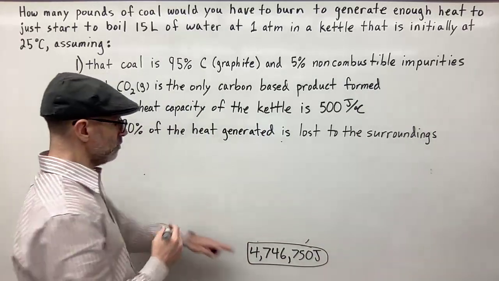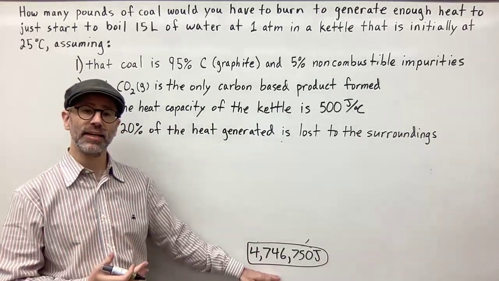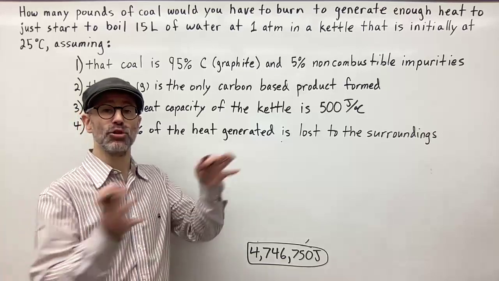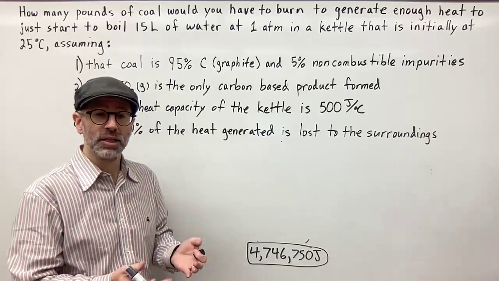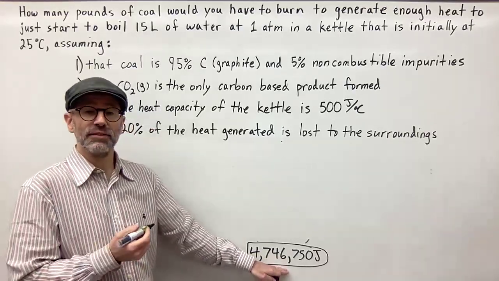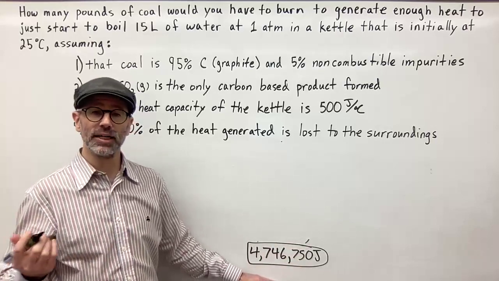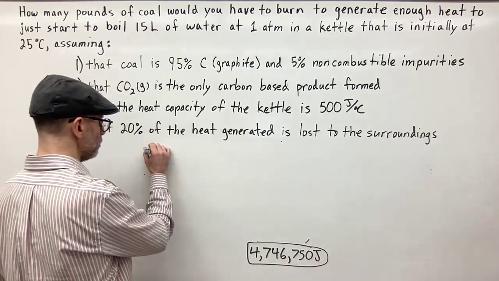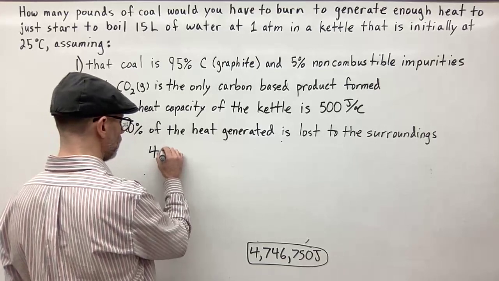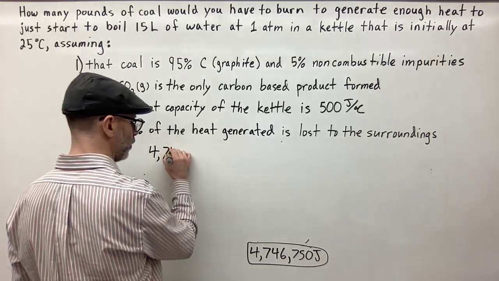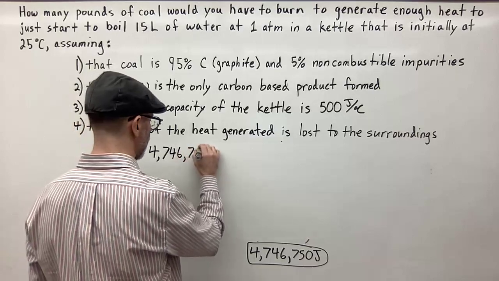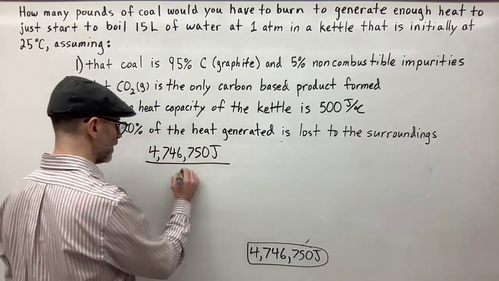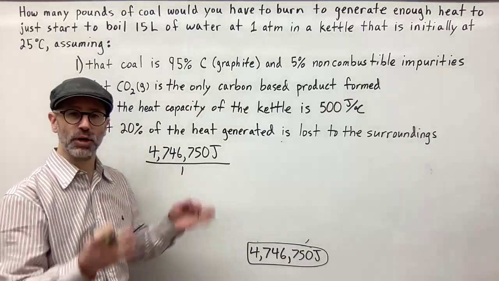Okay, so this is 80% of the heat that was released by the coal, but we want the 100% total, right? Because that 100% total is going to get us to the amount of coal that we actually need to burn. If we just leave this amount and continue with this, we're not going to calculate enough coal. So we know this is 80%, but we want 100%. 4,746,750 joules of heat absorbed by the kettle and the water. That's 80%, but we want to convert 80% to 100%.